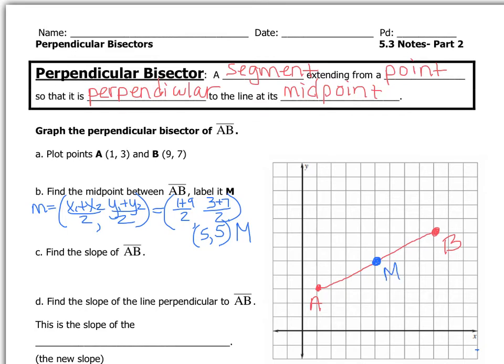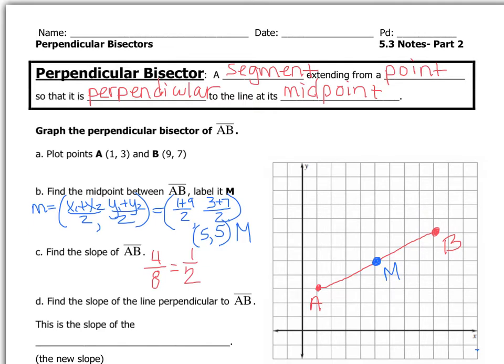All right, now find the slope of AB. So since we're given a graph, we can just count the slope, the rise over the run. So we're going to go up 1, 2, 3, 4. So we went up 4, and then we went 1, 2, 3, 4, 5, 6, 7, 8 in the positive direction. Always reduce your slope, so 4 over 8 reduces to 1/2.